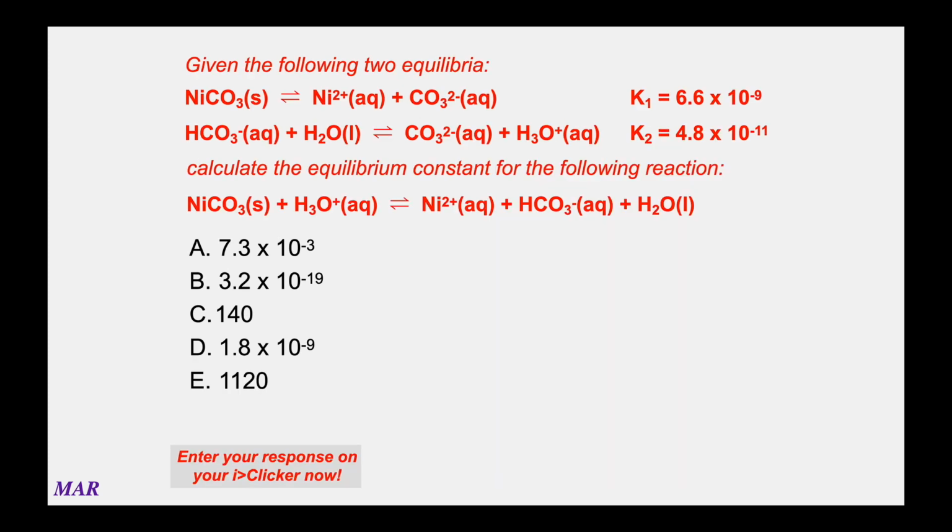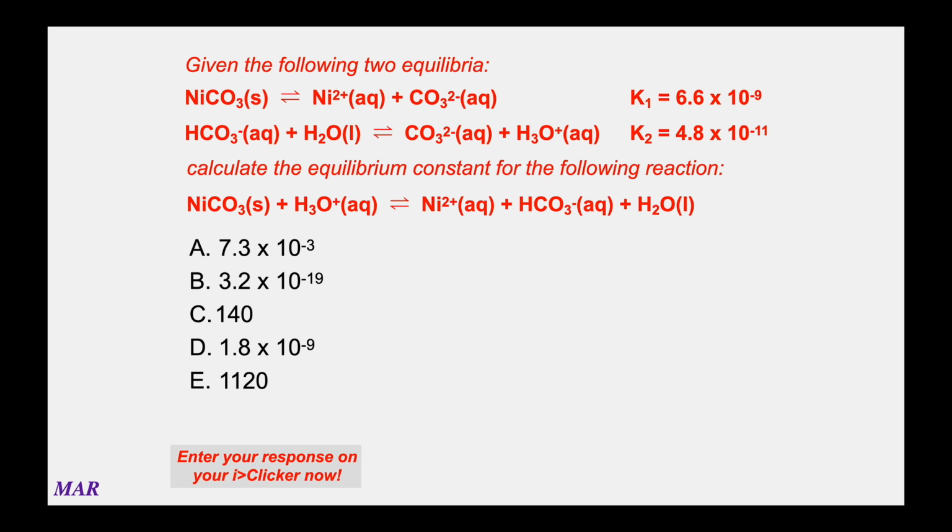In this question, we're given 2 equilibria. The first is nickel 2 carbonate, and it's breaking down to nickel 2 plus and carbonate ions, and you can see the K value. The second reaction is hydrogen carbonate reacting with water to make carbonate and hydronium, and that expression is a Ka expression really, but I've just listed it here as K2, which is fine. K2 is 4.8 times 10 to the minus 11th.